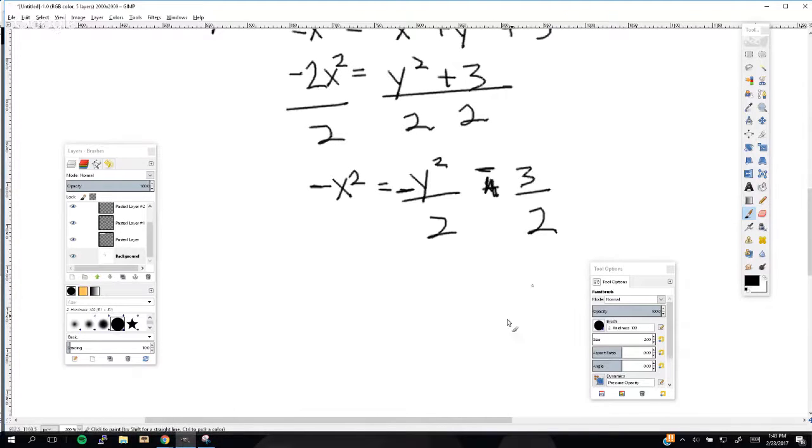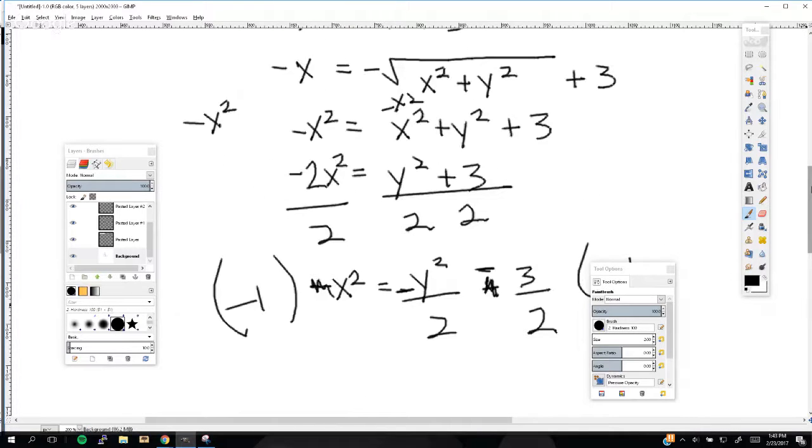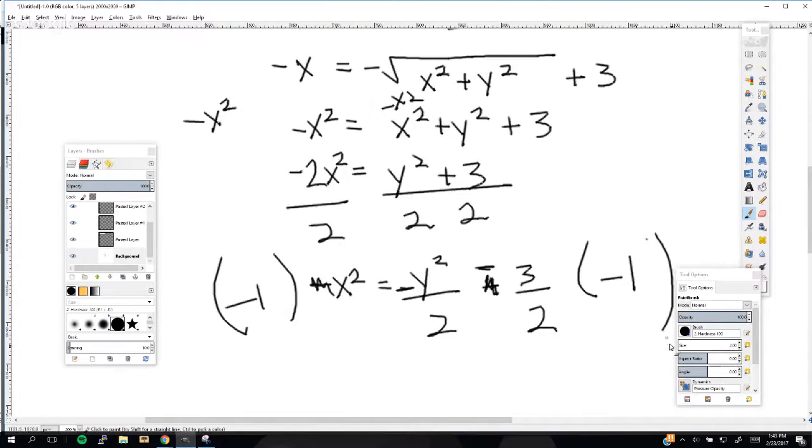Yours is really close though. Yeah, because I think if you multiply both sides by negative 1, then you switch the operators and it becomes positive and negative. It's kind of messy.